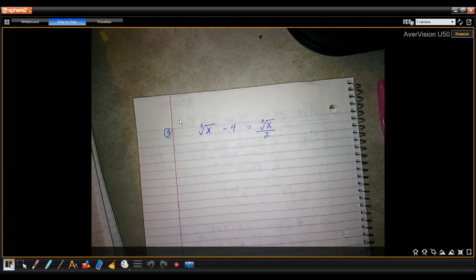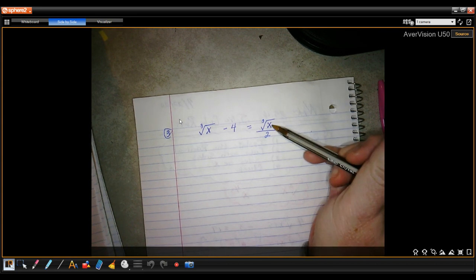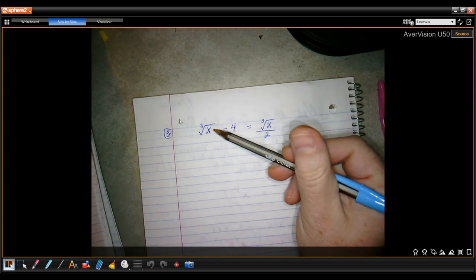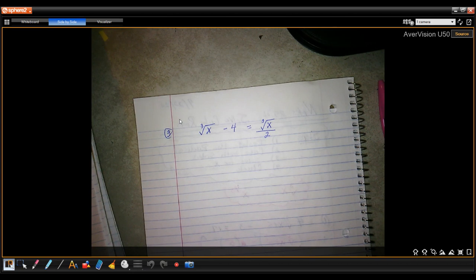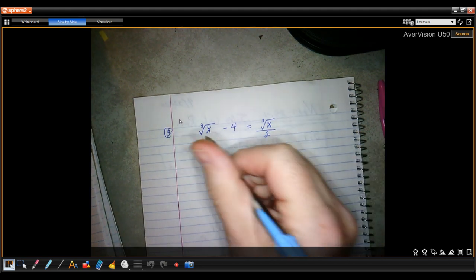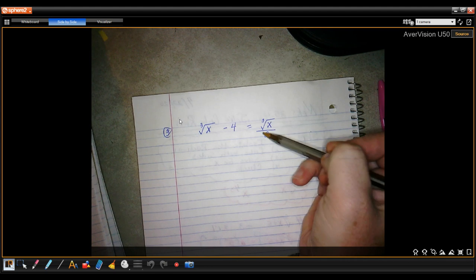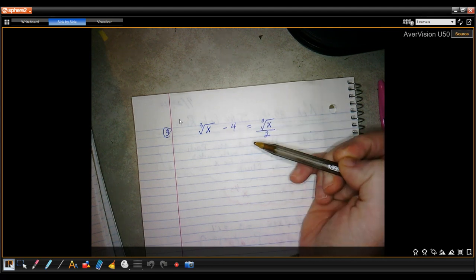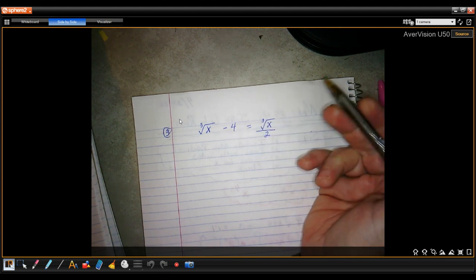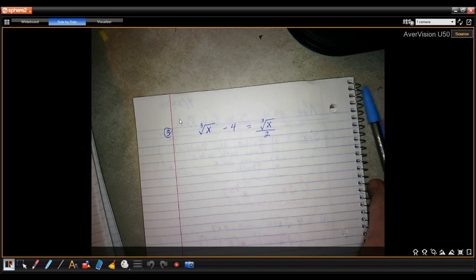My strategy here is I have a cube root of x here and a cube root of x there, so I need to get them on the same side. That's one way to do it. How would we get this over here? Well, this is over 2, so it's like 1/2, so we could move it over. But I don't like dealing with fractions, and I don't think you do either.